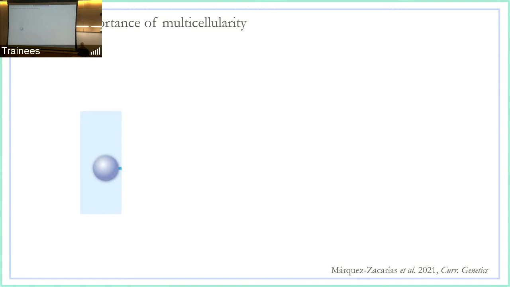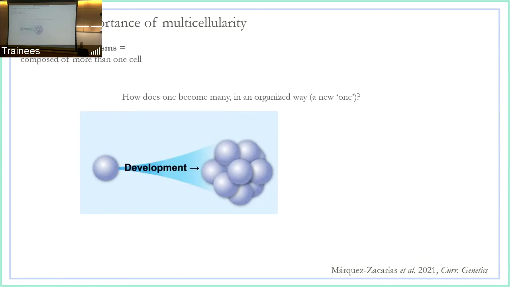No? Okay. So I'd like to start this talk by introducing a question that's of very big importance to biological development, and that's about multicellularity, and more precisely, it's about the transition from unicellularity to multicellularity. So first I would like to give a simple definition of what a multicellular organism is. As opposed to a unicellular organism, a multicellular organism is just composed of multiple cells, of more than one cell. So how does one become many, and in an organized way, a new one?